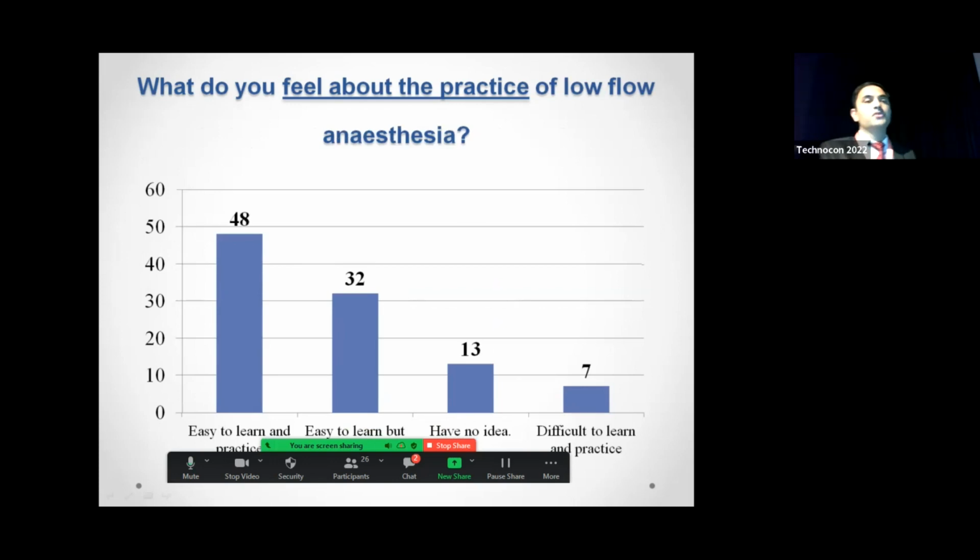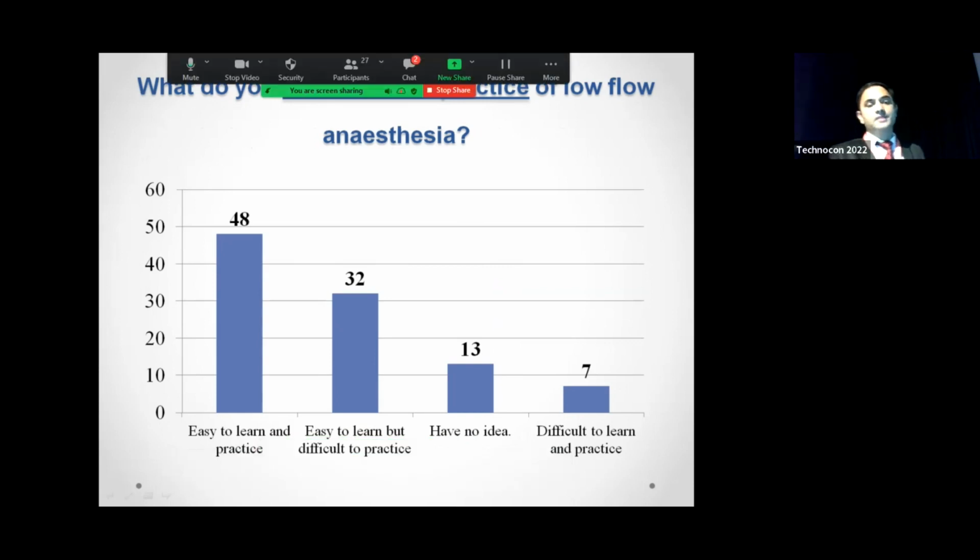My next question was, what do you feel about the practice of low flow anesthesia? 48% of people said it is easy to learn in practice, while 32% considered it easy to learn but difficult to practice. And there were some who said it is difficult to learn as well as to practice.